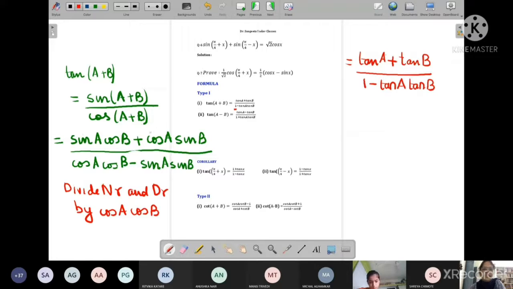Exactly the same way, we can do the second one. That is for you to complete, okay? Tan A minus B, we write the same thing, sin A minus B upon cos A minus B, exactly the same way. So the second result also.